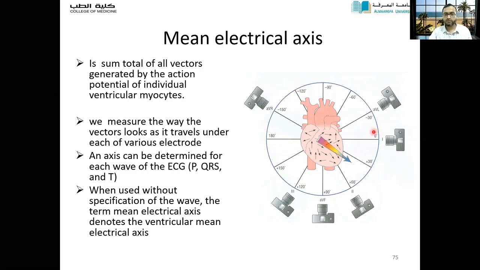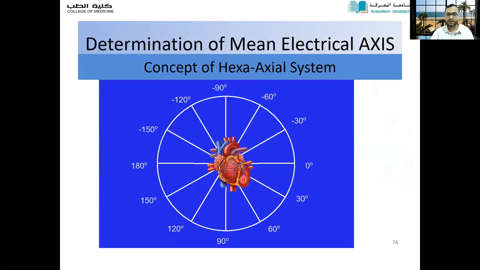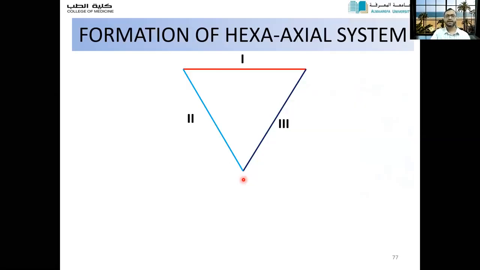Why is it so, and from where have these 6 lines come, which is known as the hexaaxial system? Let me tell you in these 2 minutes, this hexaaxial system, from where it came. This is the normal direction of the impulse. This is a range, -30 to +110. But from where have these 6 lines come? You know that there is a triangle in the ECG, Einthoven's triangle, which is formed by lead 1, lead 2, and lead 3. These 3 standard leads. Let's break this triangle.